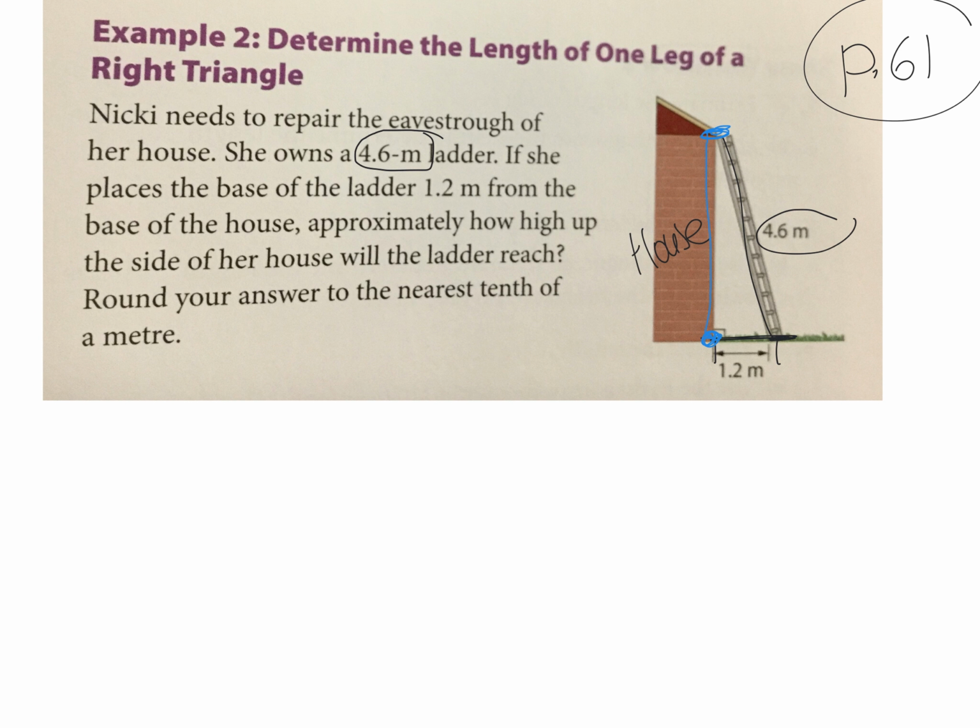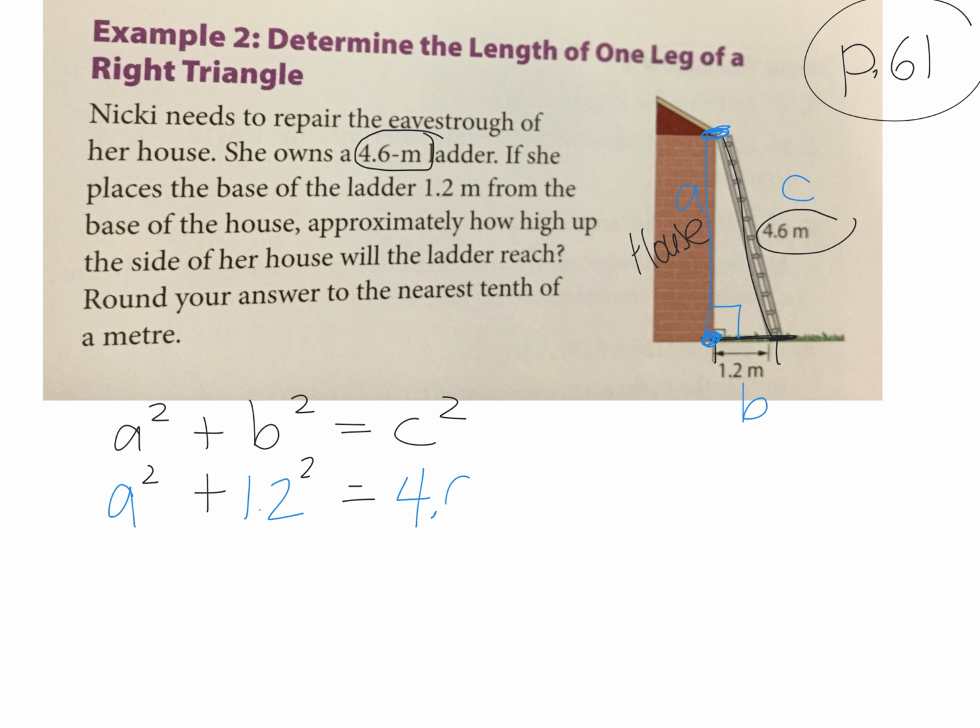So, first step, A, B, C, label it now. What's C? What's the hypotenuse? 4.6. Good. What's A? Okay, we'll make A the house and B the distance from the base of the ladder to the house. A, B, C. A squared plus B squared equals C squared. You guys are doing this one on your own. Plug in. Do you know A? No. We don't know A. What's B, Ricky? We're looking for A. 1.2. And what's C? 4.6.